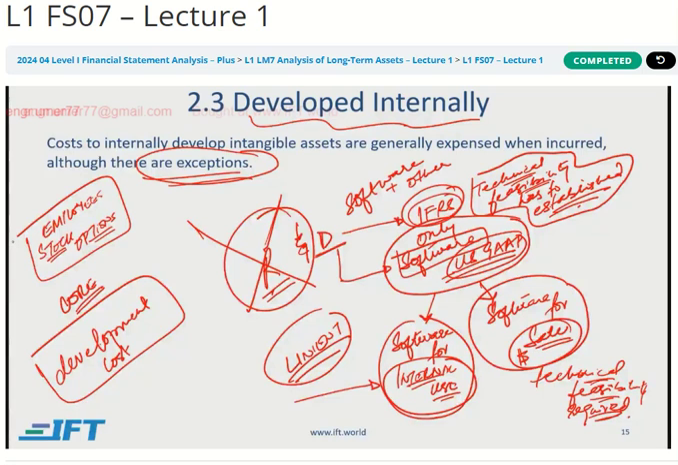The internally generated intangible assets: research cannot be capitalized. Development, yes, IFRS allows you to do that once the technical feasibility is established. US GAAP only allows you to capitalize internally generated software, just the development cost. However, for software that is being developed for sale, the technical feasibility also has to be established, similar to IFRS, but for internal use, you can capitalize even before the technical feasibility is there.